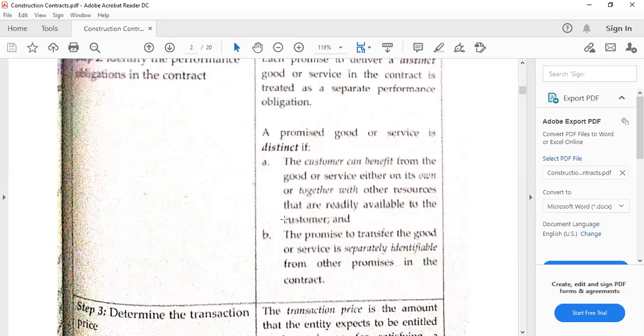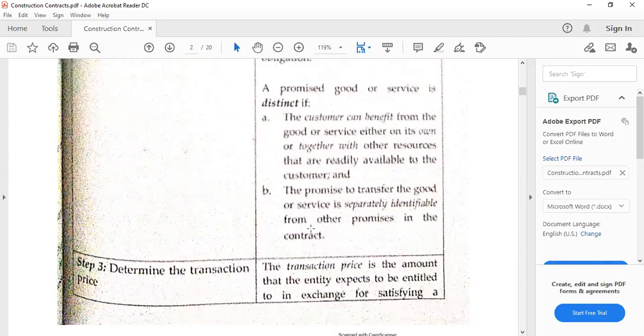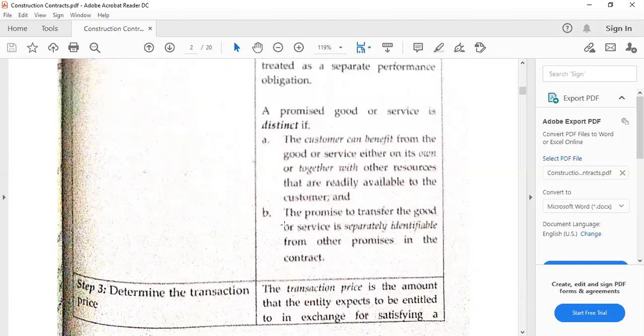And to be distinct, the goods, as promised, will be that the customer can benefit from the good or service by its own or with combinations in the bundle. And letter B, the promises are separately identifiable from each other. For example, if there are multiple promises or performance obligations in the contract.